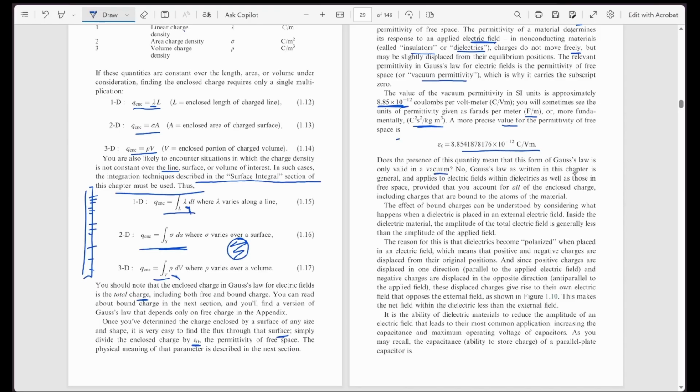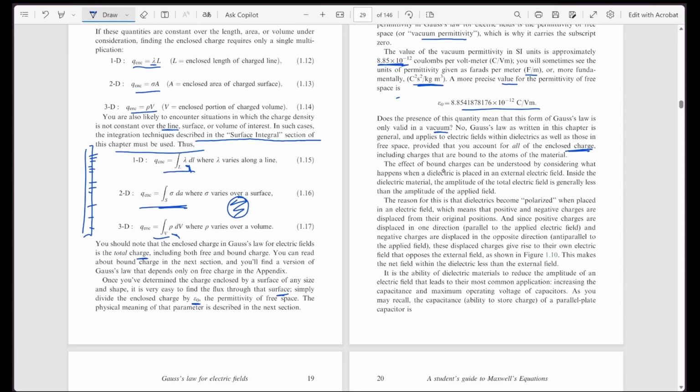No, Gauss's law, as written in this chapter, is general and applies to electric fields within dielectrics as well as those in free space, provided that it accounts for all enclosed charge, including charges that are bound to atoms of the material. The effect of bound charges can be understood by considering what happens when a dielectric is placed in an external electric field. Inside the dielectric material, the amplitude of the total electric field is generally less than the amplitude of the applied field. The reason for this is that dielectrics become polarized. We'll see what that means. When placed in an electric field, the positive and negative charges are displaced from their original positions.